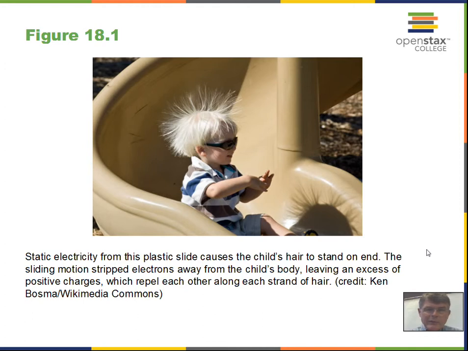Now here you see a child going down a slide. The friction with the plastic material on the slide has caused a separation of charge, and the electrons are the charges that are moving around. So in this particular case, with the materials involved, the clothing and the plastic of the slide, we get electrons moving to the plastic preferentially, leaving a net positive charge, and the child's hair strands have positive charges that are repelling each other. So there's one example of electrostatics.